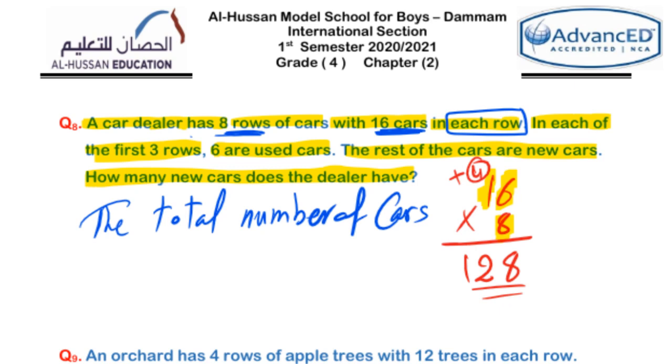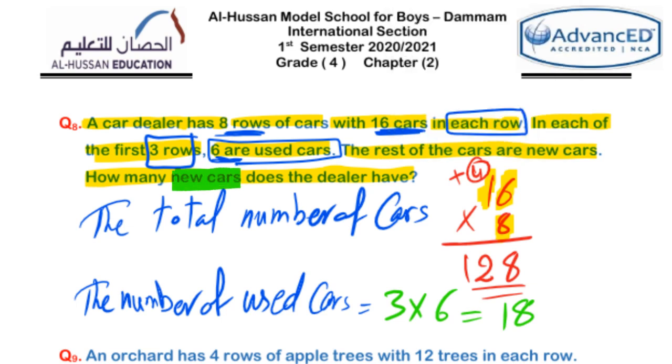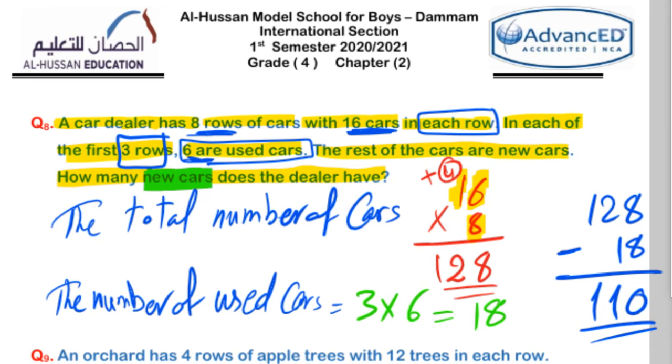After that, we have 3 rows with 6 cars used. In the first 3 rows, 6 are used cars. So let's multiply 3 by 6 to get the number of used cars. 3 multiplied by 6, as we all know, equals 18, right? And because he's asking about the number of new cars, let's subtract 128 minus 18, the total number of cars minus the used cars. 8 minus 8 is 0. 2 minus 1 equals 1, and 1 put it as the same. So we have 110 new cars.